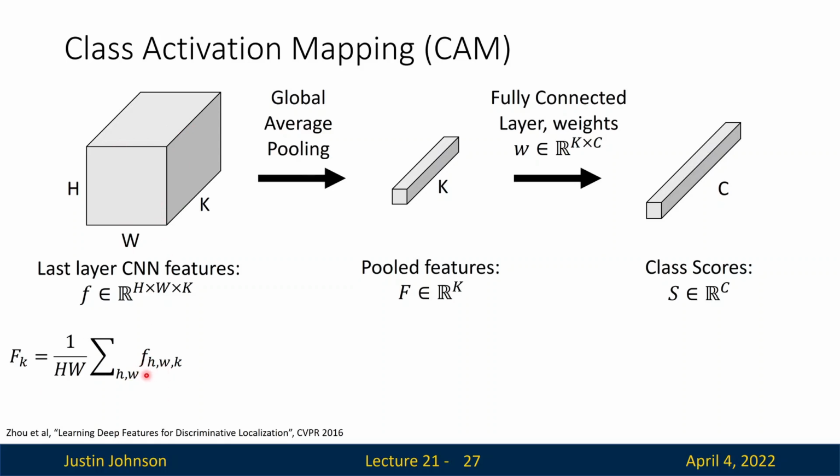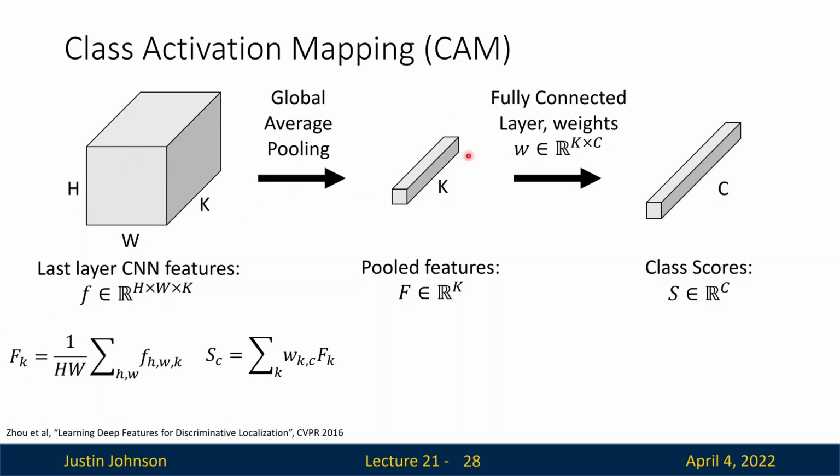The value is f, h, w, k, where k is the number of channels. So for every channel we compute the average of those values, and you will have k numbers, f_k. So this is the f_k.